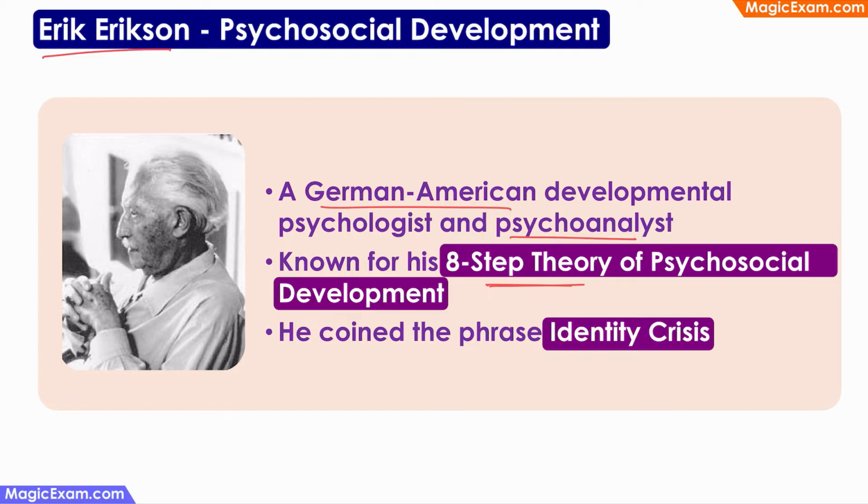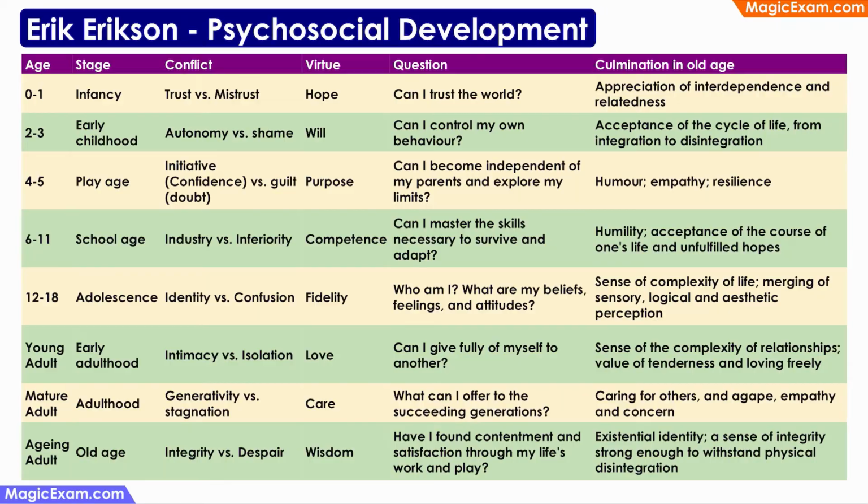He is also well known for the fact that he coined the phrase identity crisis, which is very frequently used these days. This is the table that is depicting Erik Erikson's 8-stage theory of psychosocial development. You don't have to worry much about this theory, as I have mentioned, because very rarely will you see any questions going into the depth of this theory. But just to be on the safer side, we'll just have a brief overview of what this theory is all about.